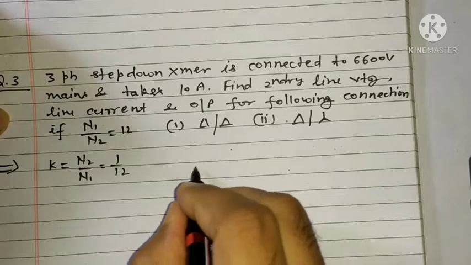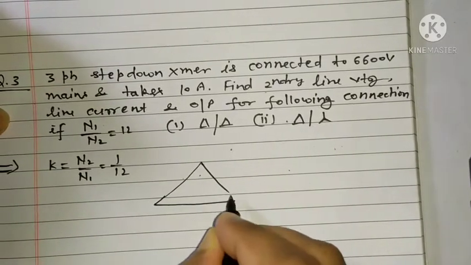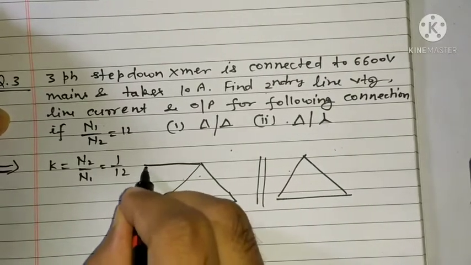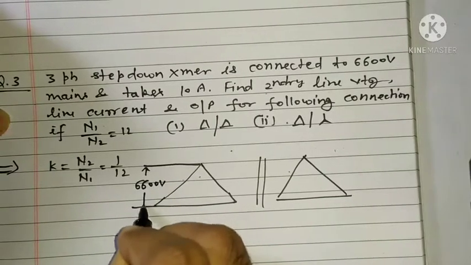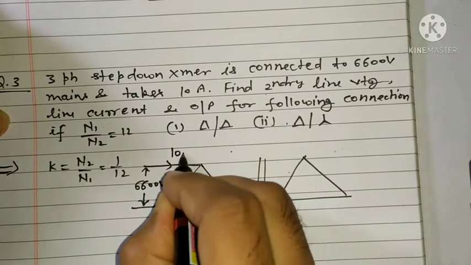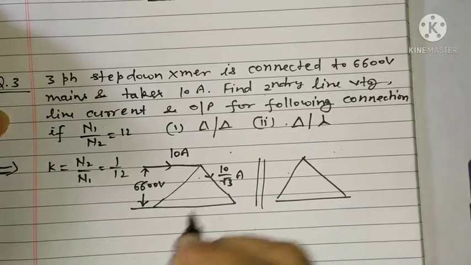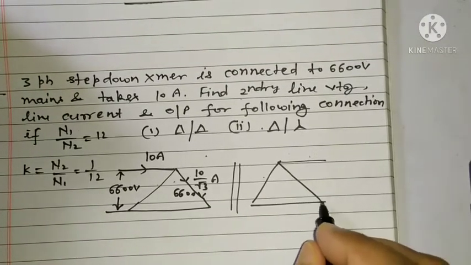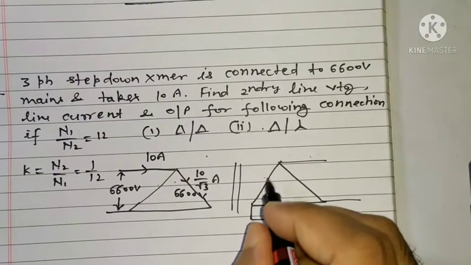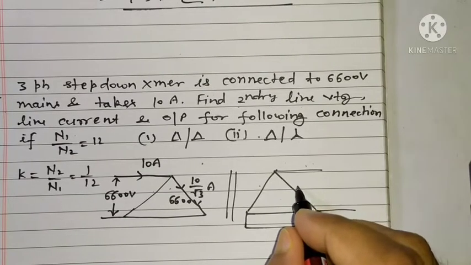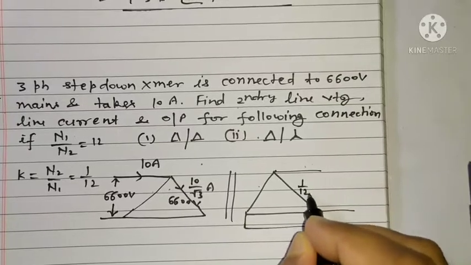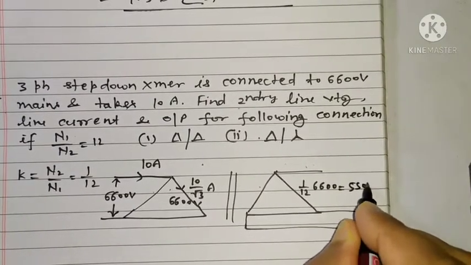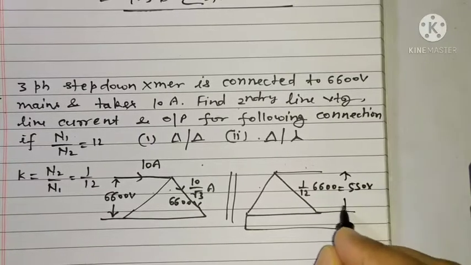So for delta-delta connection we know, if I have delta here, the line voltage is 6600 volt and the phase voltage will also be 6600. Line current is 10 ampere and phase current will be 10 by root 3 ampere. When it is transferred to the secondary, the secondary voltage is K times the primary voltage. So the voltage here will be 1 by 12 into 6600, that is nothing but 550 volt. That will be the voltage across the phase and the same voltage will appear across the line also, right?